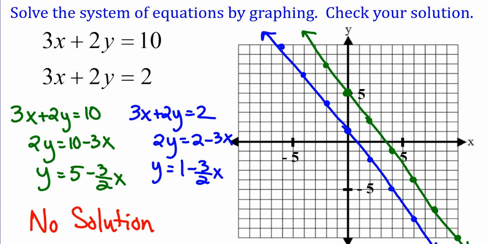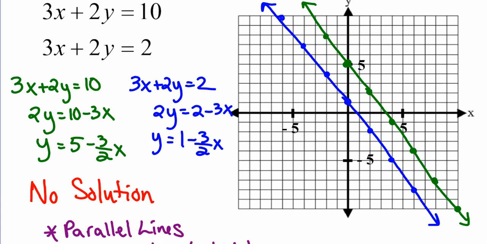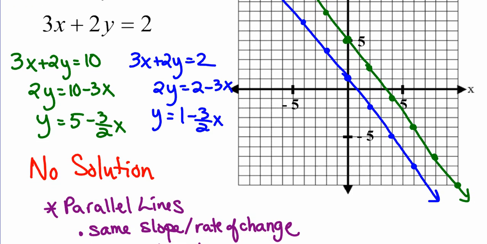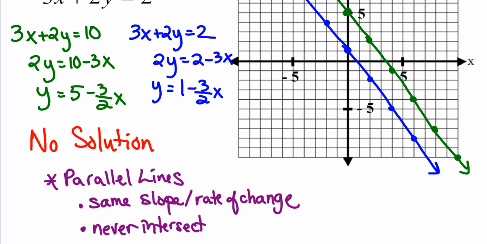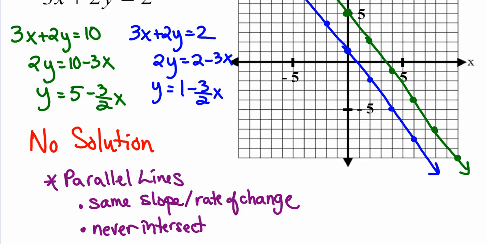Now, lines that have the same rate of change, perhaps you've heard this term before, they are parallel to each other. So since they have the same rate of change, we said they're never going to intersect. That's why we have no solution for this system of equations.